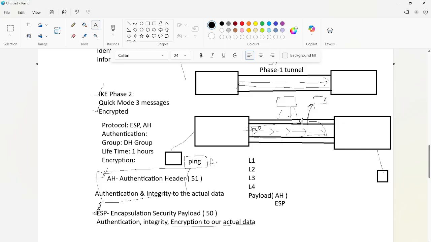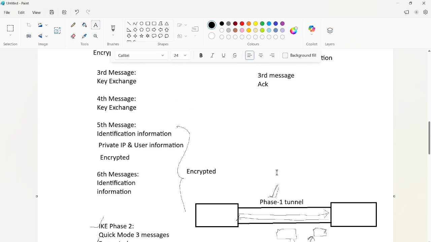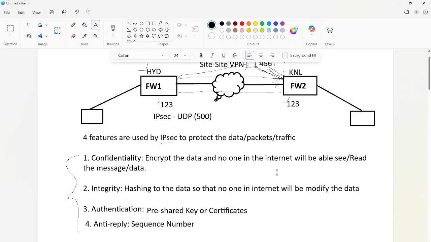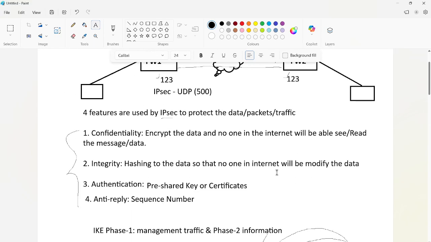So once the phase 1 and phase 2 tunnels are formed, our actual data will flow inside the phase 2 tunnel, and these protocols will carry our actual data. These protocols will have a payload after your L4 header, and this payload will carry our traffic. If you are using AH, our traffic will be in the AH payload, and if you are using ESP, our actual data will be inside the ESP payload. Okay, so this is how IPsec is used to protect your information and to exchange data in a secure manner.